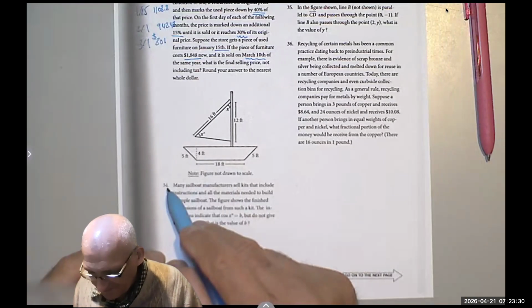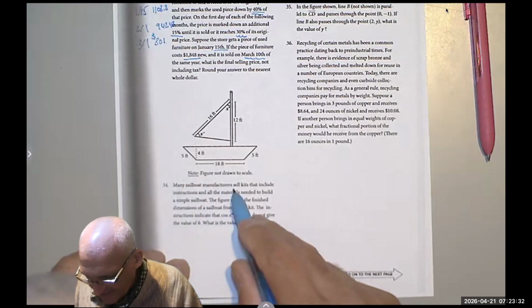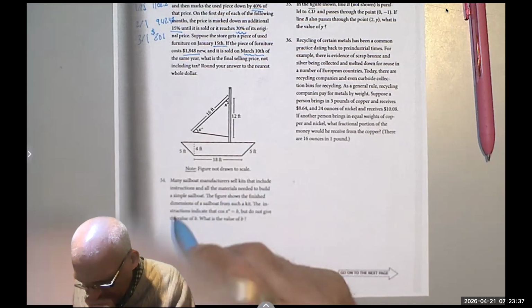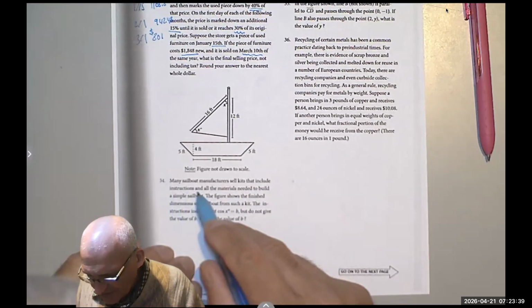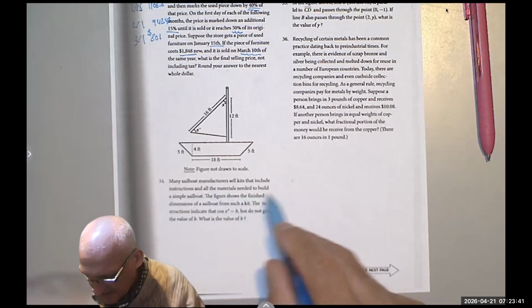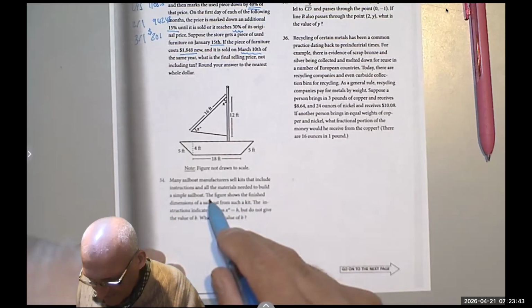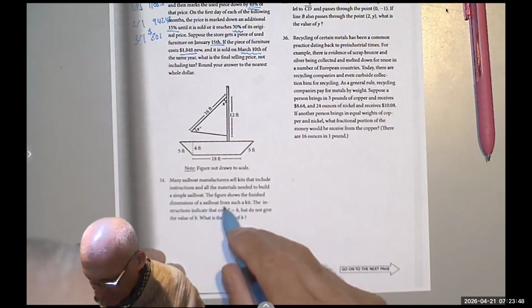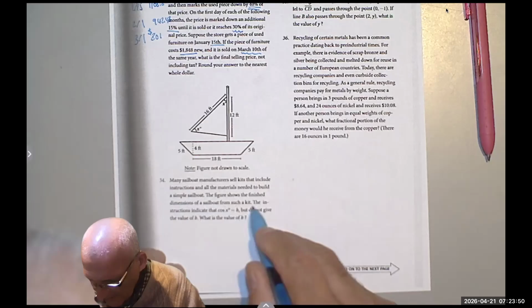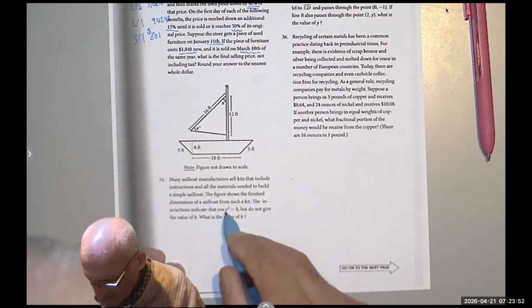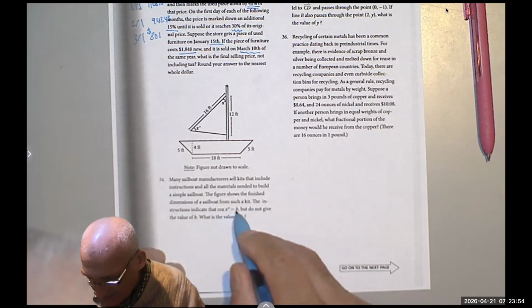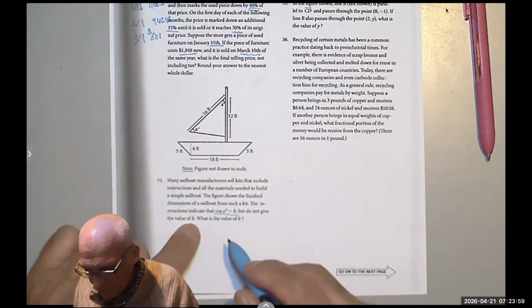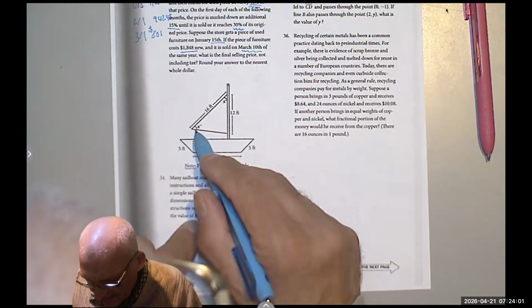Number 34. Many sailboat manufacturers sell kits that include instructions and all the materials needed to build a simple sailboat. The figure shows the finished dimensions of a sailboat from such a kit. The instruction indicates that cos x degrees is B, but they don't give you the value of B. What is the value of B? Here is x.